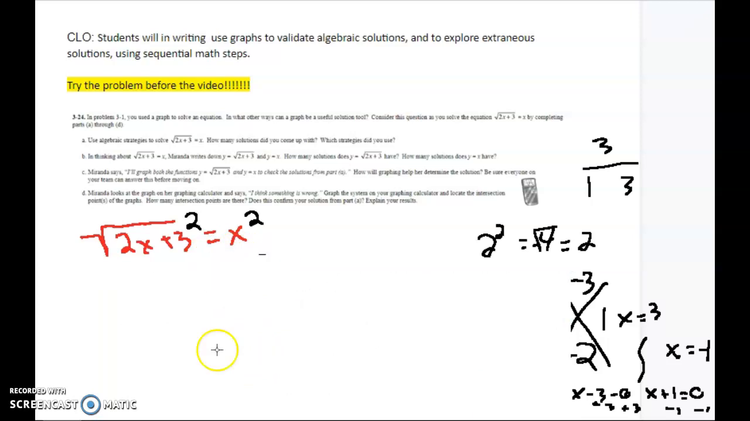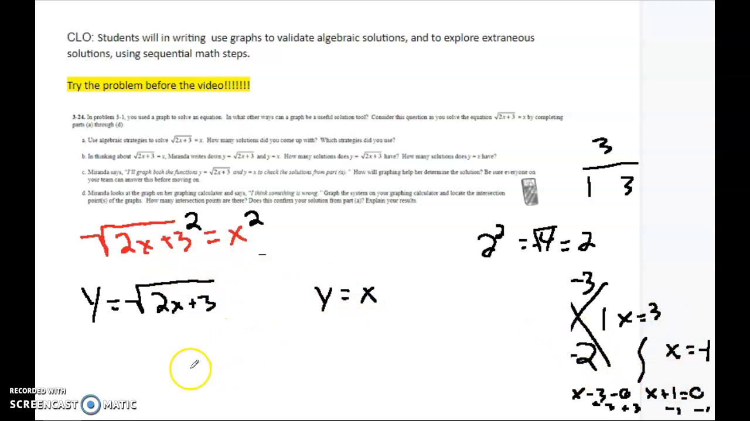Okay. All right. So now to find the y coordinate, I need to go back here and look at the fact that I have something equaling something. Well, in all reality, what I have is two equations. y equals the square root of 2x plus 3 and y equals x. I just divided those into two equations. All right, so let's find the y coordinates.